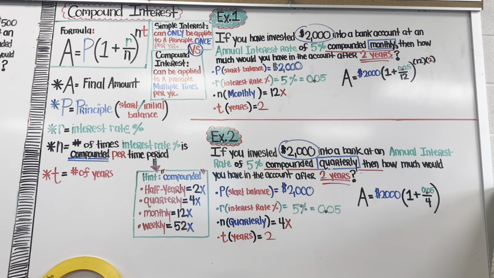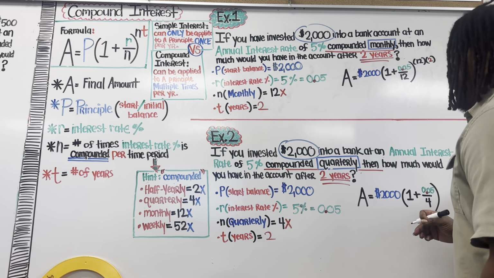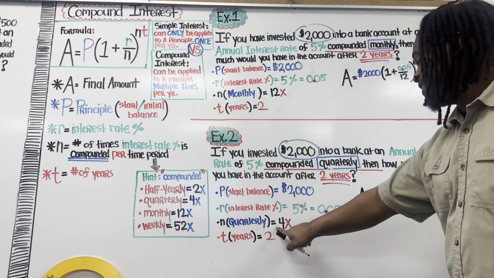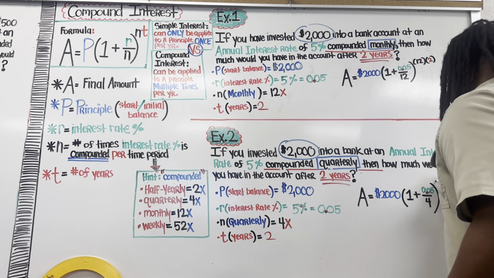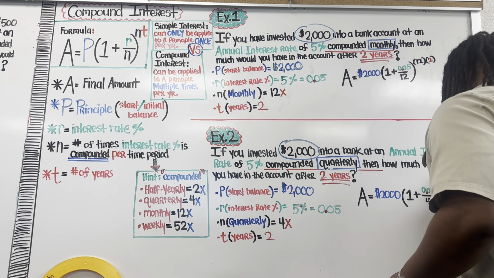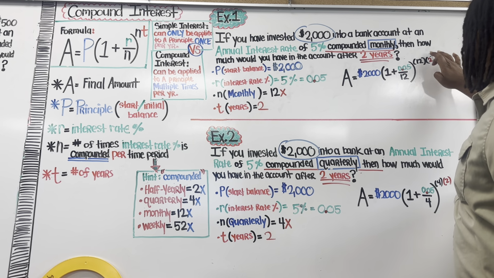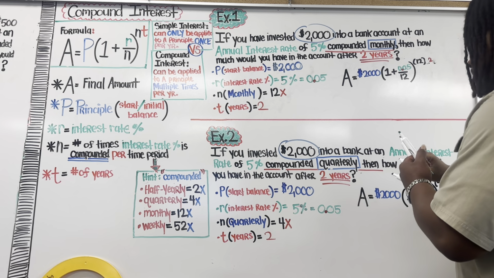Just like that, okay? So the exponent is 12 times 2, which will be 24. I'm going to write it in eventually. Same thing down here, guys, but it will be different. N will be 4, because it's compounded quarterly, times the span of 2 years. Same thing, times the span of 2 years. Let me just make it look exactly alike. I want to use all the same colors.